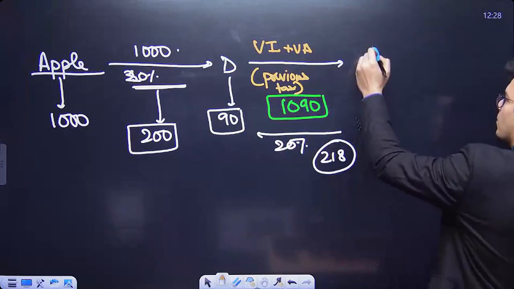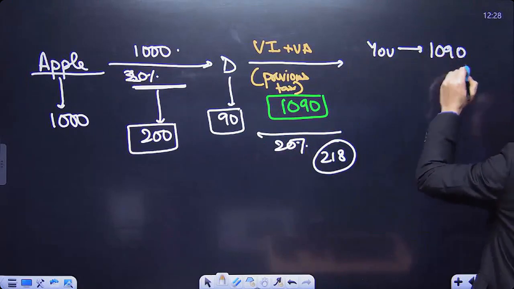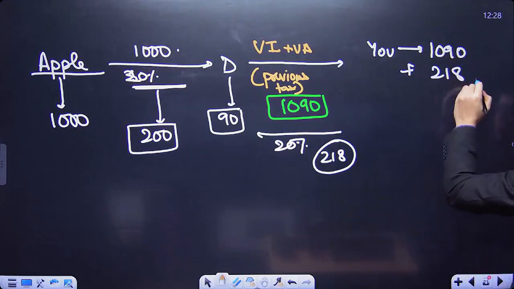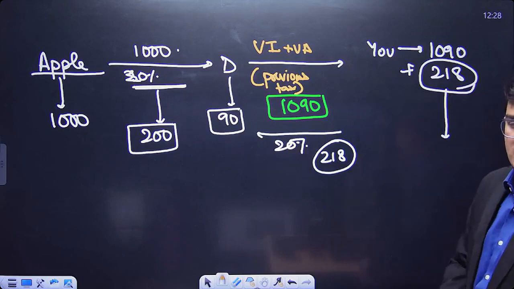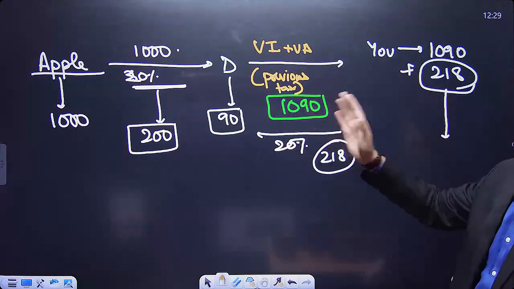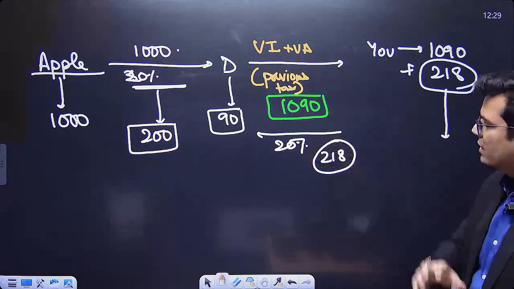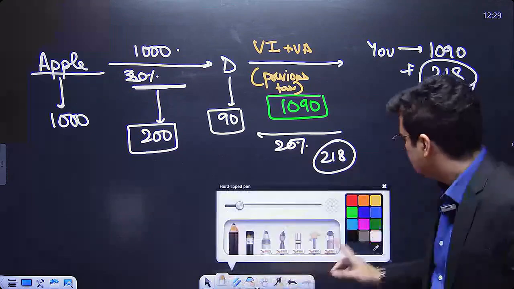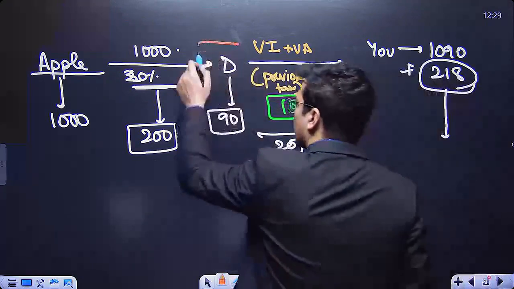So you will now pay 1090 plus 218 rupees. You will now pay 218 rupees. 20% is just for example. You pay 218 rupees now. Okay. Now when you pay 218 rupees, what will the distributor's account look like?